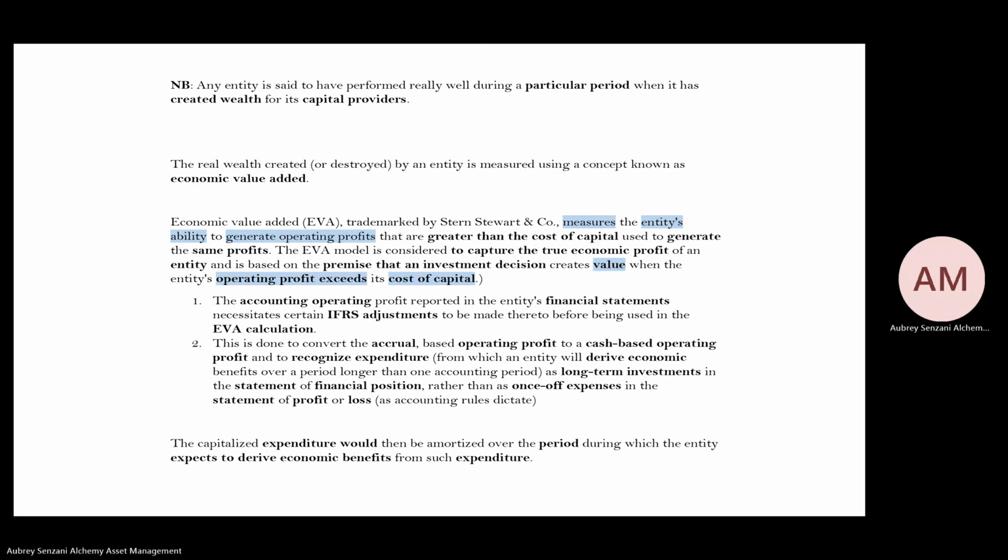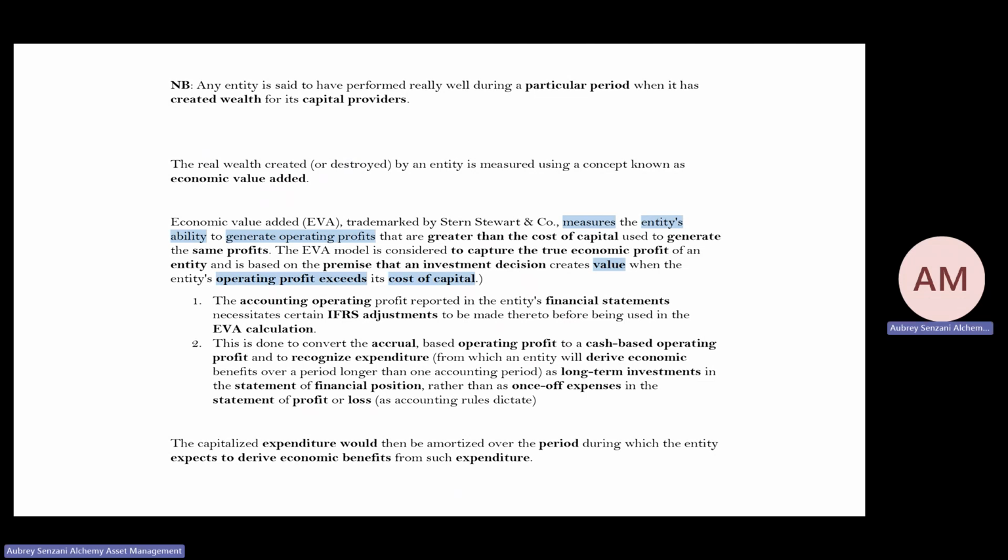Okay. Here it says the economic value added, EVA, measures the entity's ability to generate operating profits that are greater than the cost of capital. So it's not just about profits, but profits being greater than the cost of the capital used to generate those profits. The EVA model is considered to capture the true economic profit of an entity and is based on the premise that an investment decision creates value when the entity's operating profits exceed its cost of capital.